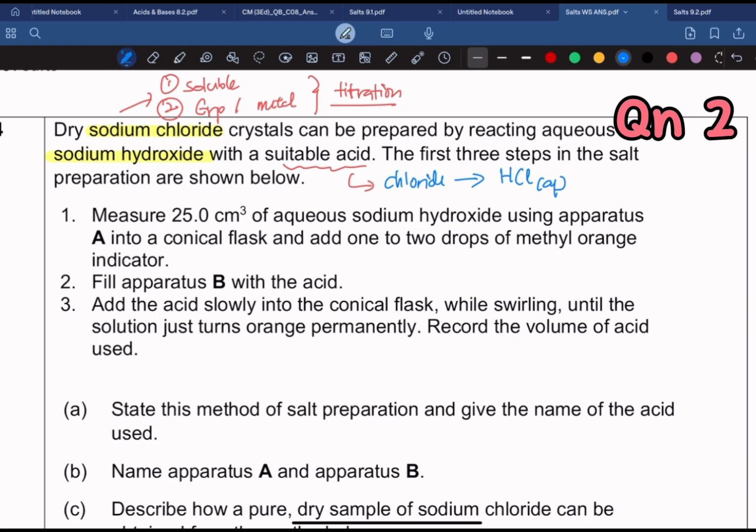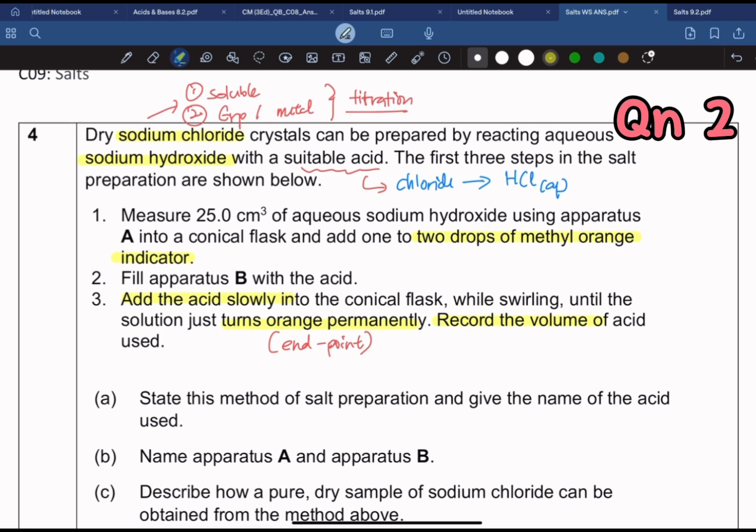So they show you the first 3 steps. You measure out, you're going to add indicator, we come back to this indicator later, and then you're going to add the acid slowly until it turns orange permanently. This is what we call the endpoint, and we record the volume. These are the first three steps.